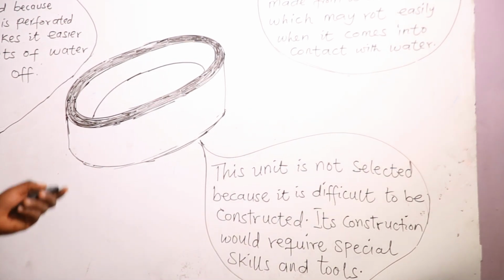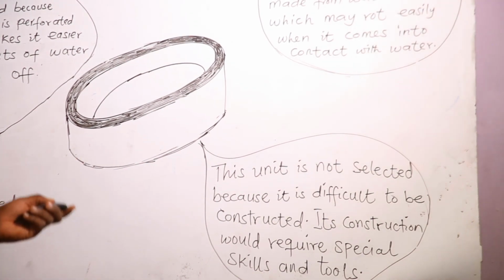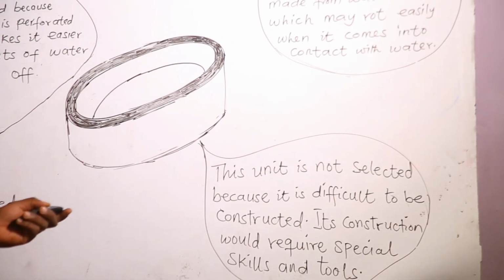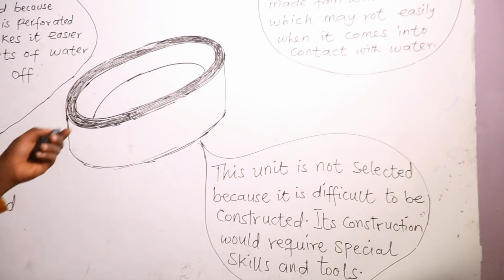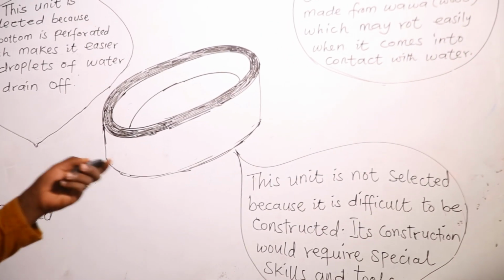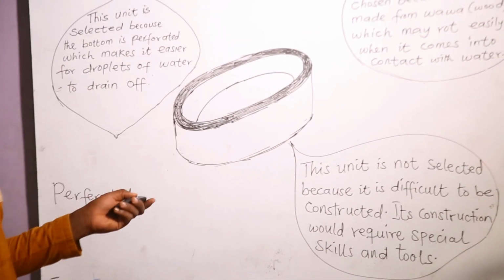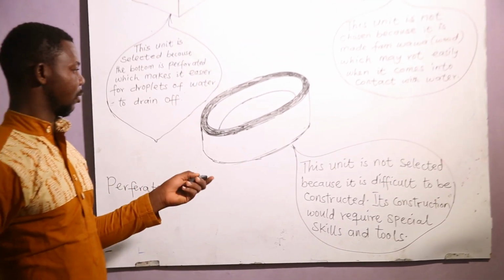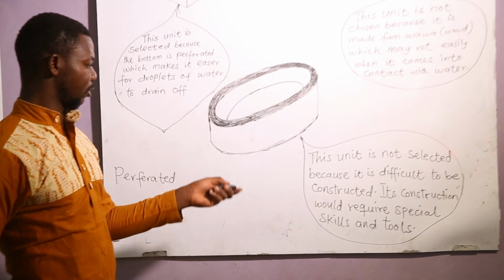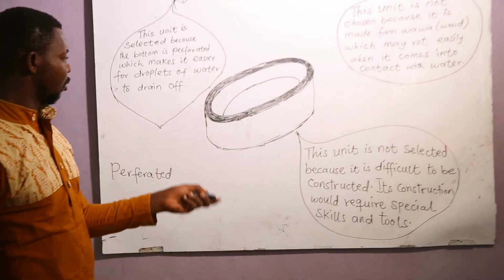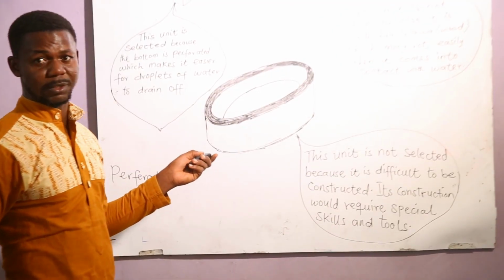Maybe you have a workshop that is handicapped with some special tools, and you probably need a lot of training to get those special skills to make this kind of a unit, although it is attractive and good and can do the purpose, but it is not selected in this case because of the need for special tools and special skills for its construction.